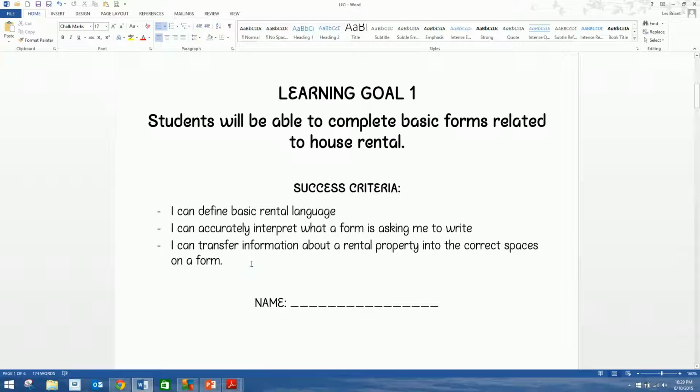If you think that you're ready, you can get the formative task from me now. Once you complete the formative task and you've shown that you can complete basic forms related to house rental, you can move on to learning goal 2.